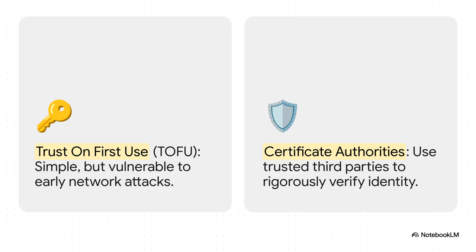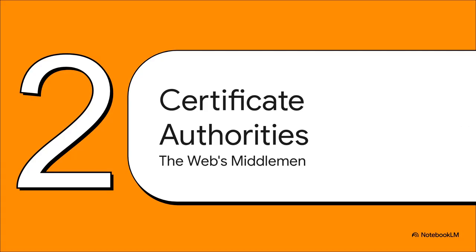Take systems like SSH, for example. They use a model called TOFU, trust on first use. With TOFU, your computer just remembers the very first key it ever sees from a server. That's great, it's incredibly simple, and it doesn't require any third parties. But it has a fatal flaw. If you are attacked by a man in the middle on your very first connection, you are going to trust that attacker's key forever. And that is exactly why the wider public web needed something far more robust, the certificate authority model.